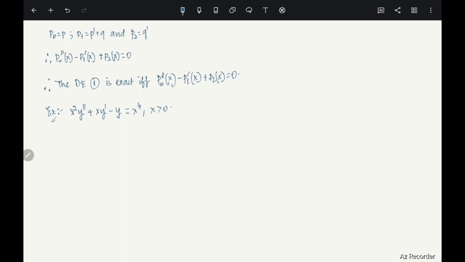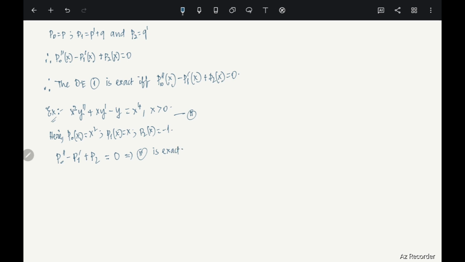I will show you a very easy way of doing it. So what we are going to do is this. See, let's say here p naught of x is x square, p1 of x is x, p2 of x is minus 1. So if you take p naught double prime minus p1 prime plus p2, that is going to be 0. That will imply that, let's call it 2, is exact.